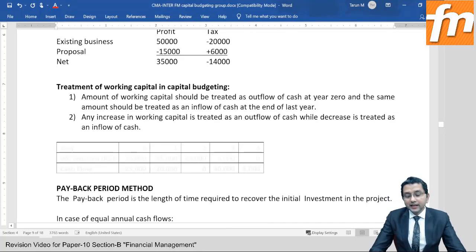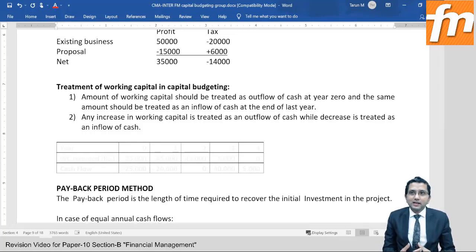Now, the next concept to learn is treatment of working capital in capital budgeting. I hope you know what is working capital. It is current assets minus current liabilities. So just like you need fixed assets for doing the business, you make investment in fixed assets, you buy land, building. Similarly, you put your money, you make investment in working capital also: stock, debtors, cash, creditors, etc.